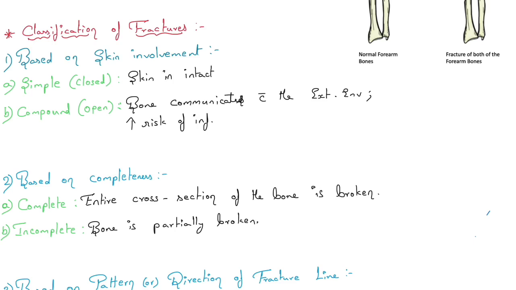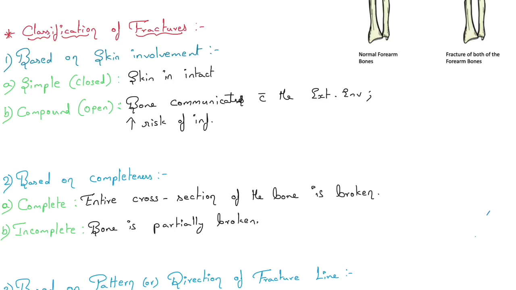Compound means an open fracture, because after the fracture happens, the bone is communicating with the skin and tearing the skin. This we call an open fracture. The bone communicates with the external environment, and when the bone is communicating with the external environment, it can cause infection.